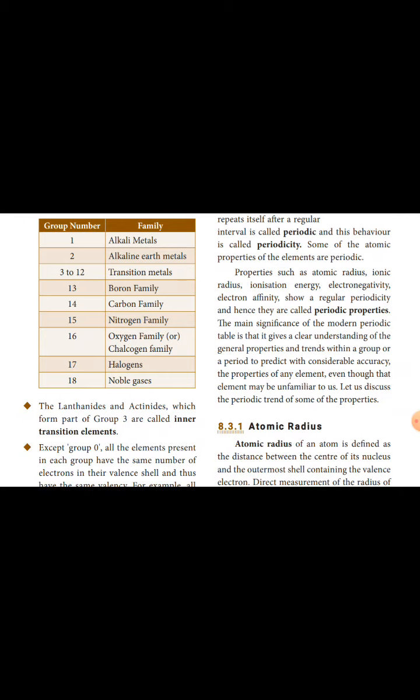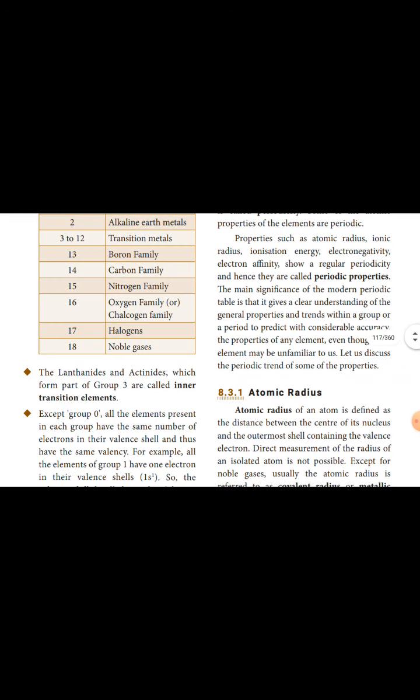Then the 15th group is the nitrogen family: nitrogen, phosphorus, arsenic, antimony, bismuth. Next is the oxygen family, also called the chalcogen family. Then the 17th group is called the halogen family. The halogen family elements given are fluorine, chlorine, bromine, iodine, astatine.